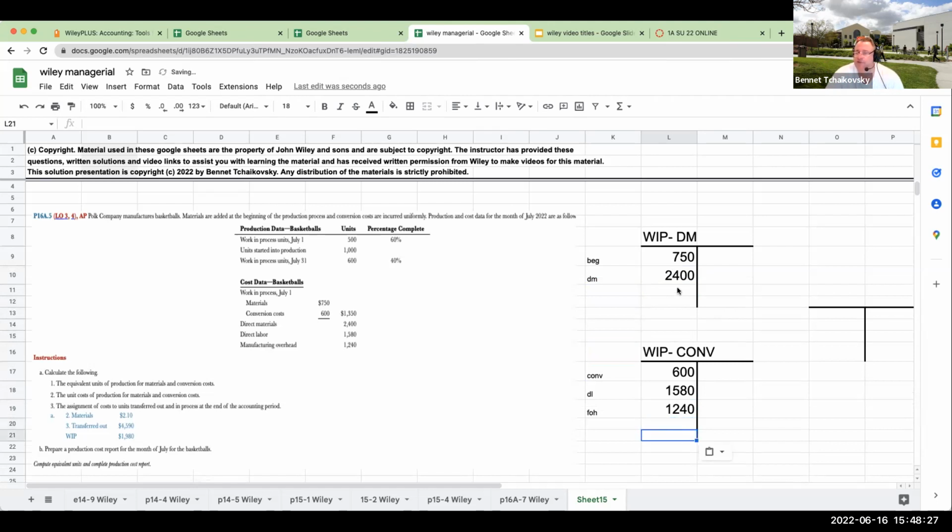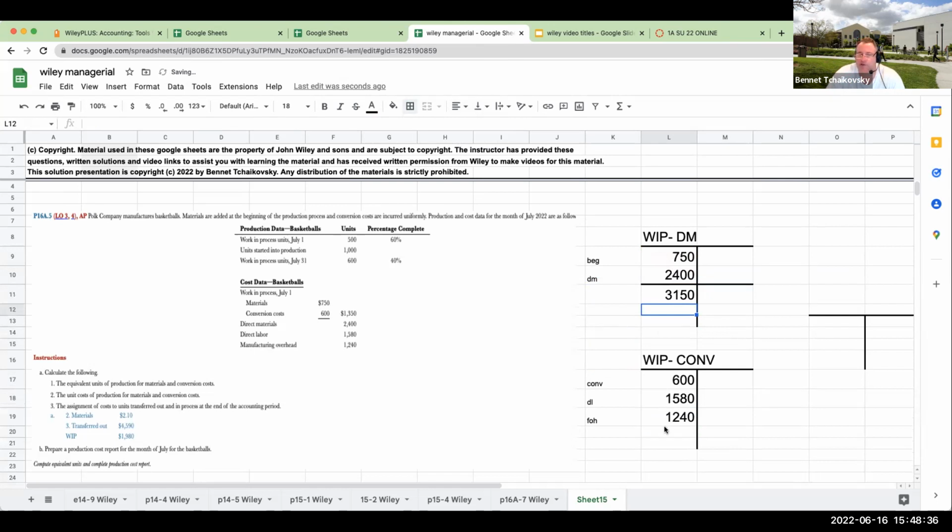So we've got these costs sitting here and we need to figure out how to get them over to finished goods inventory. The way we're going to do that is through the magic of equivalent units.